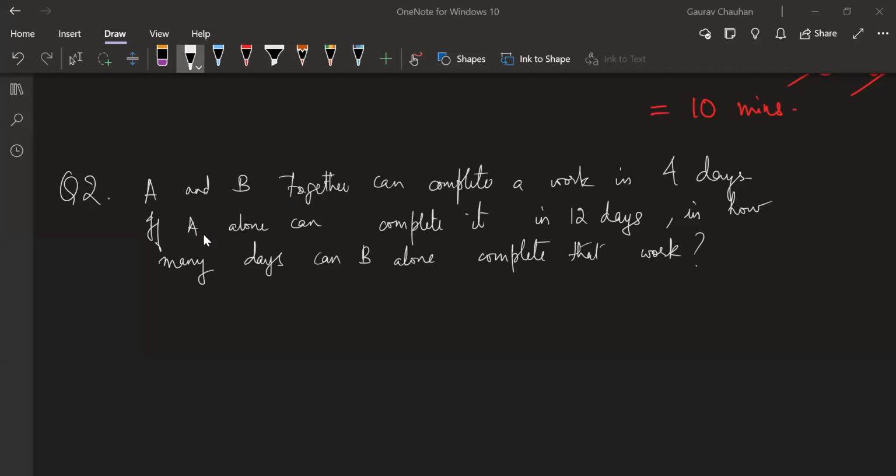Take down this question, guys. A and B can complete the work together in 4 days. If A alone can complete it in 12 days, how many days can B alone complete that work in?